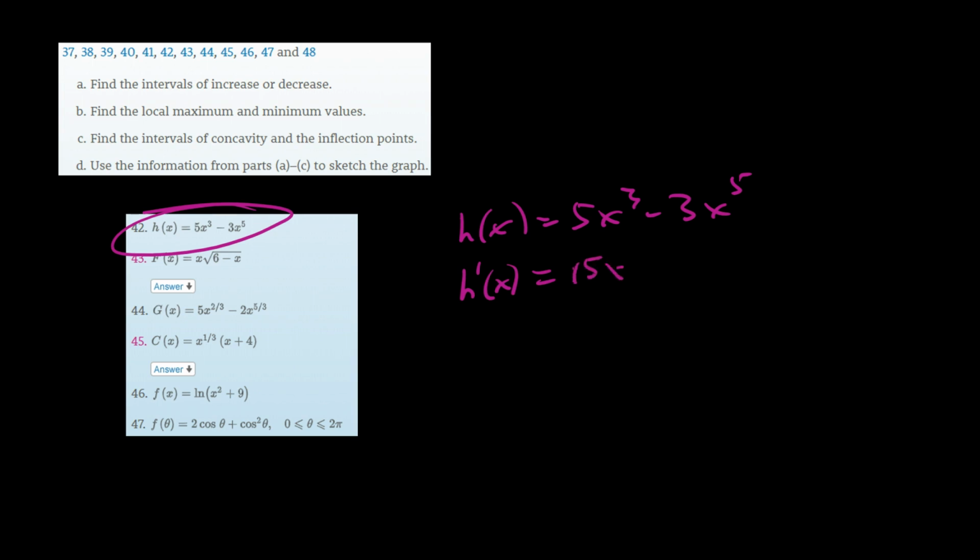Okay, so all of these problems here, these are all really good problems to do. The directions are up here. The one I want to do for you is this one right here. So let's write it out. H of x is 5x cubed minus 3x to the 5th. This will hopefully help us get all this stuff down. The more of these you do, the better.